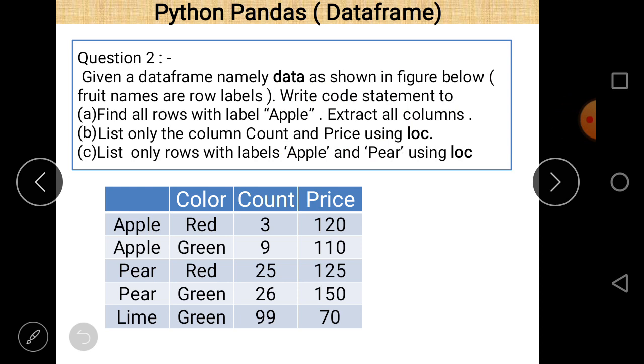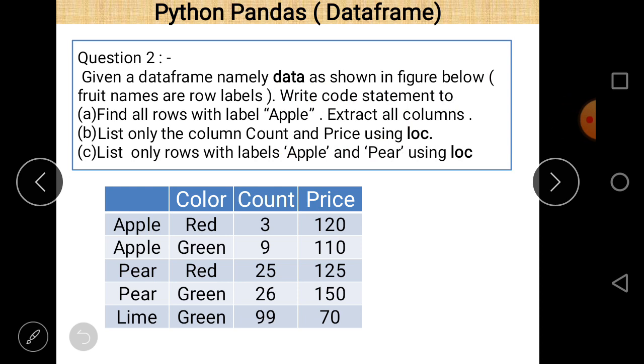So there is a use of LOC in this question, and it is also mentioned here that you should use the LOC attribute to find the desired result. And the name of the data frame is data here, so it is already given. In this data frame there are 3 columns: color, count and price, and there are 5 rows. Index values are apple, apple, pear, pear and lime. So there are 5 rows and 3 columns named here.